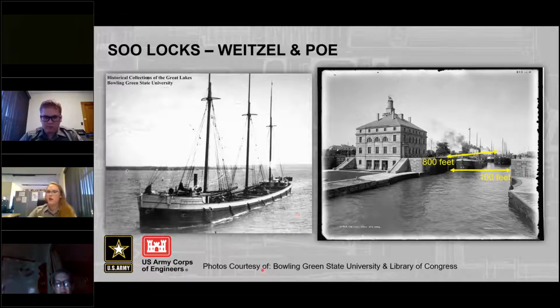As time went on and traffic frequency increased and vessel size also increased, we needed another lock. The Corps of Engineers responded by building the first Poe lock. This one that you see on the right was built in 1896 and measured 800 feet in length and 100 feet in width. And you can see in these pictures that the Poe lock could fit multiple vessels at the same time. But as vessels got bigger, they started to push that 800-foot capacity of the Poe lock.